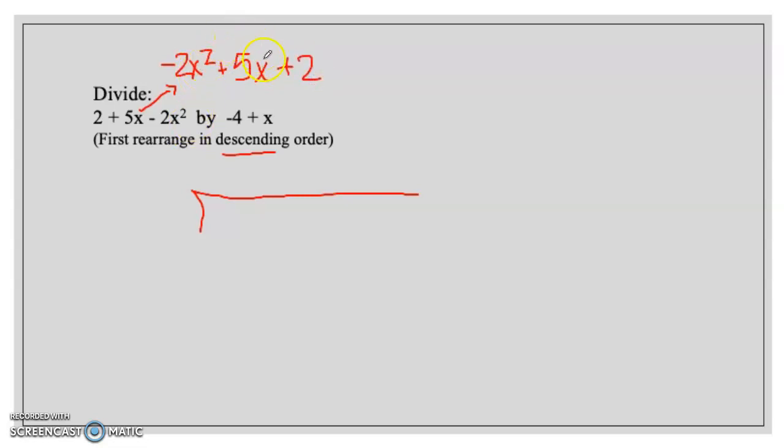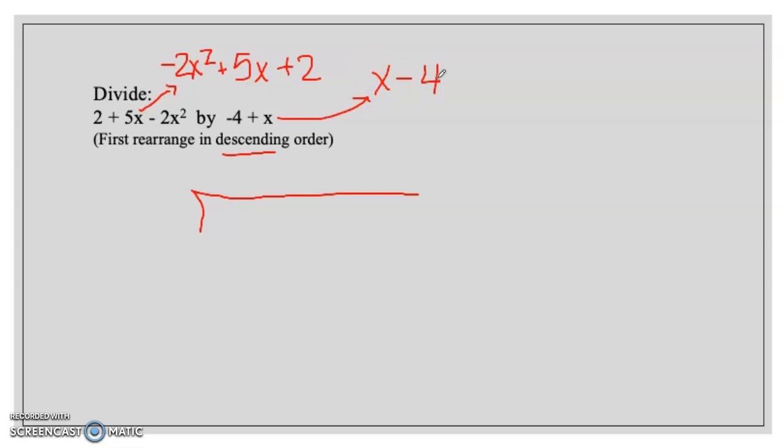Now my x's are descending. That one's squared, that's to the 1 power. There's no x here, or you can think of it as x to the 0 power. And we take the second binomial and write it in descending order. You have your x's and then you have your numbers.